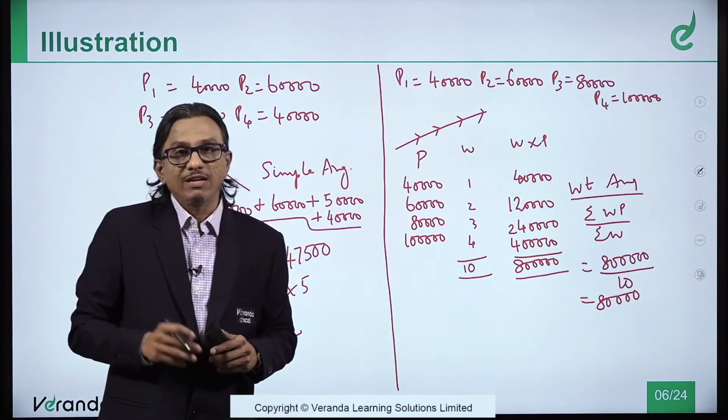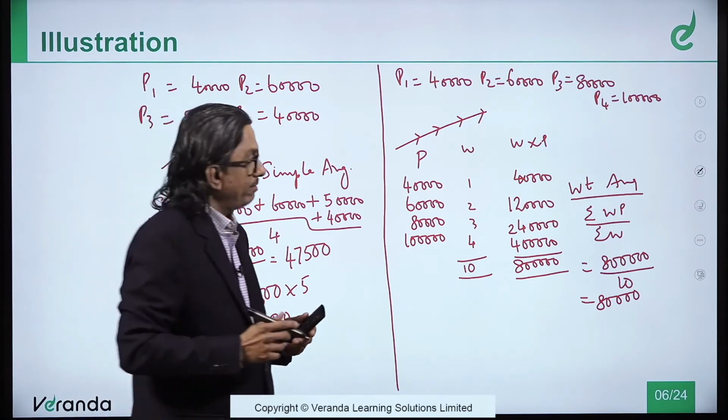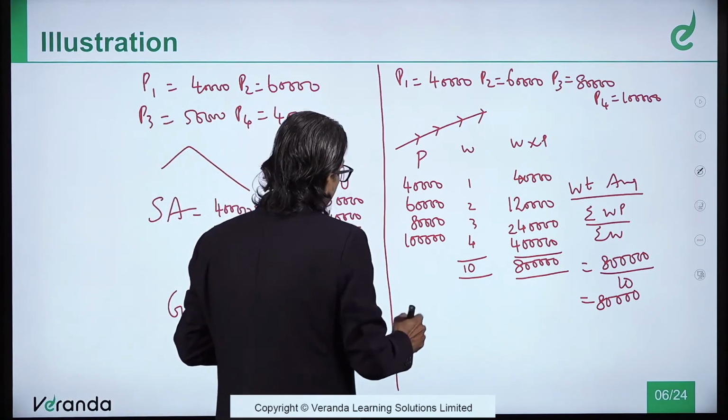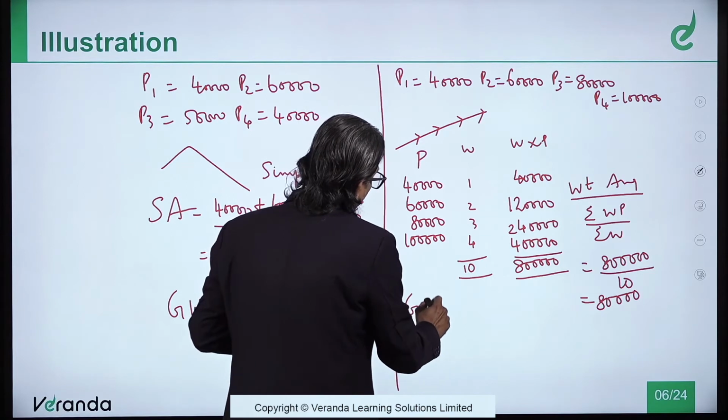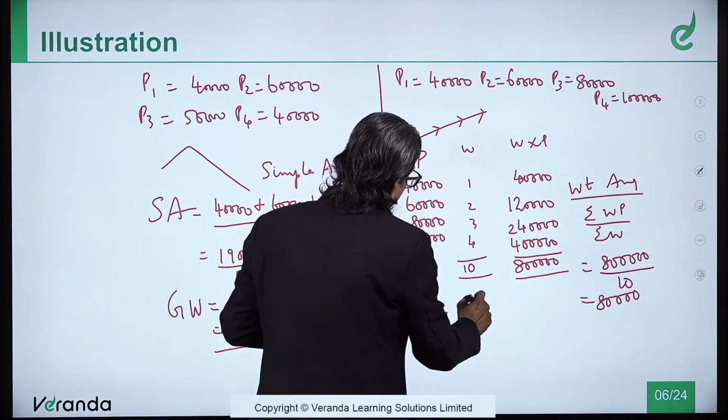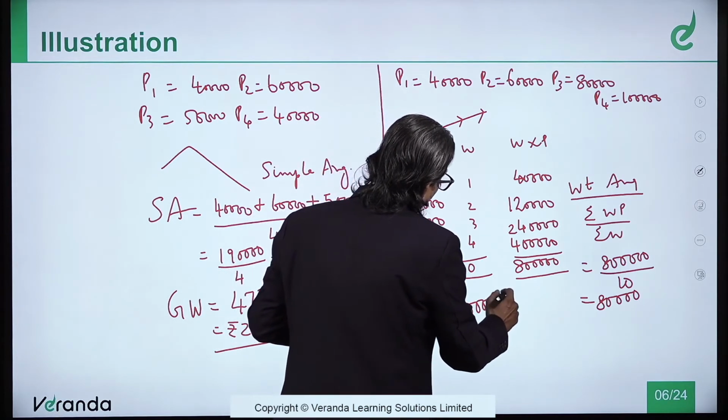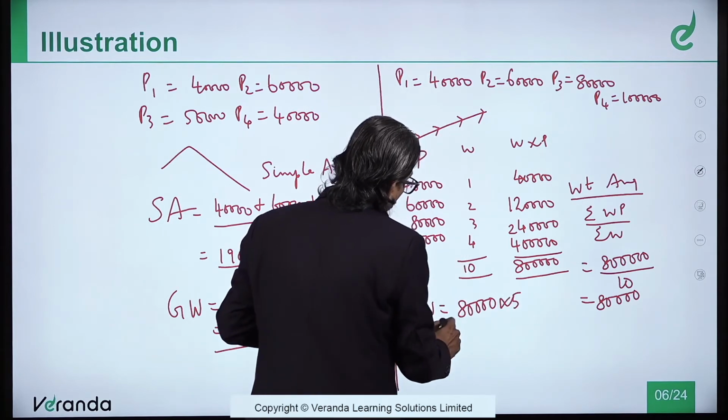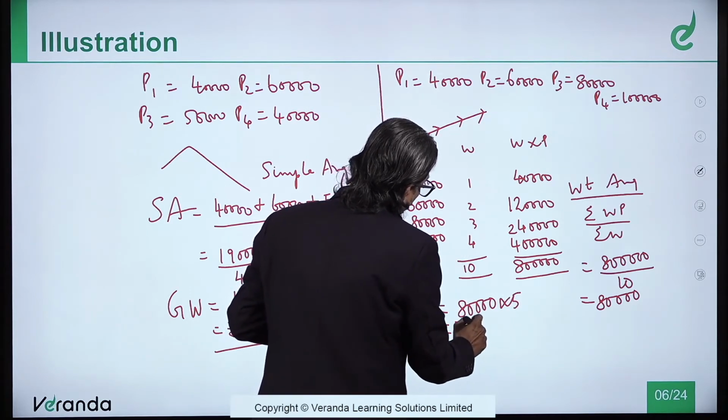Suppose the goodwill is 5 times of the average profit. 5 years purchase of average profit. Goodwill is equal to 80,000 into 5, that is equal to rupees 4 lakhs.